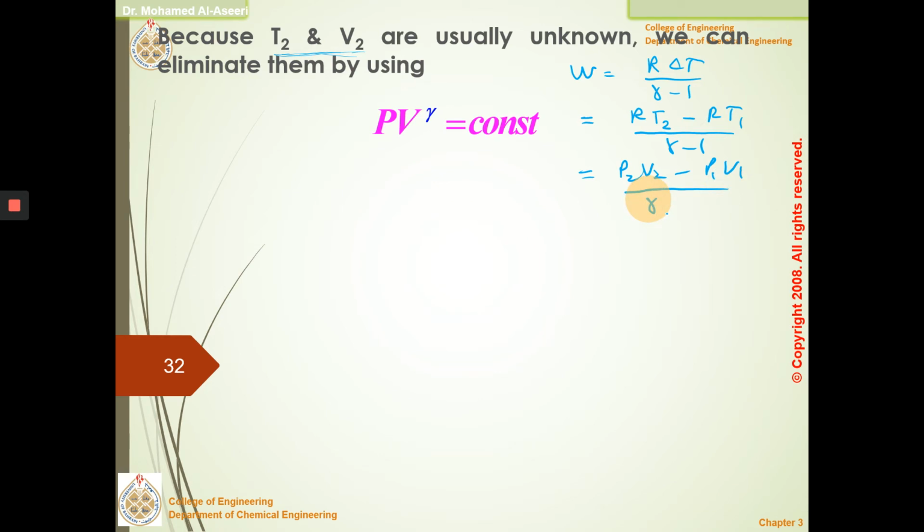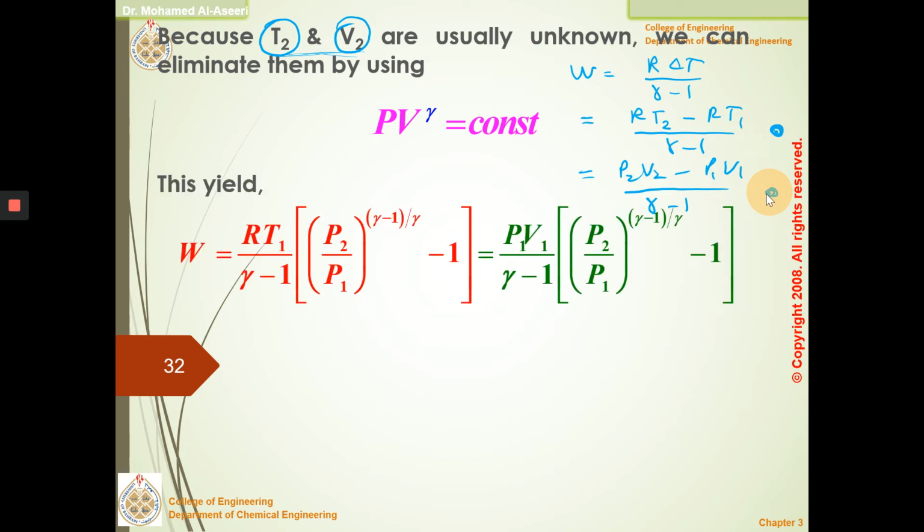Doctor, where did you get those from? From the previous slide. Those are expressions for W. Now, if in the question or in the practical problem, T2 and V2 are not given, then I cannot apply this equation, and I cannot apply this equation because T2 is there. I cannot calculate the work. So how can I eliminate them? And this is the point.